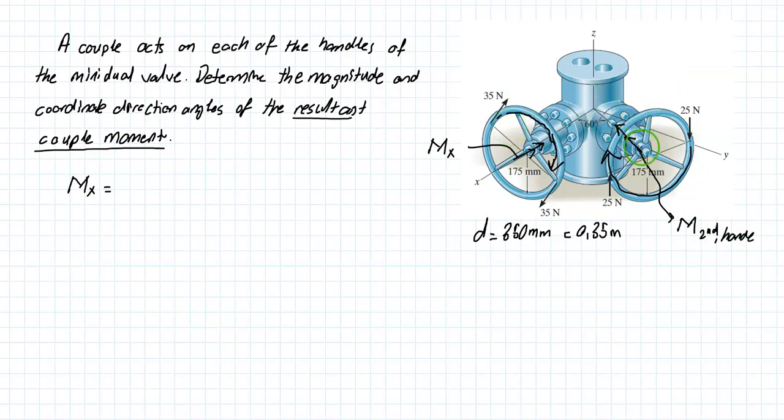So we're going to be finding the x component and the y component of this vector, essentially, and then use both for the determination of the resultant couple moment. So for mx, I'm having minus 35 Newton times 0.35 meters. Okay, so that's that. And on the other hand, I have the x component of the moment caused by the second handle, so that's that.